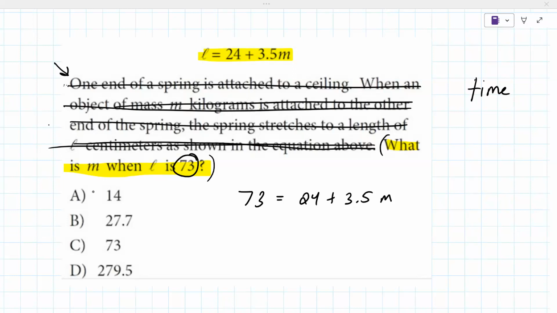Okay. Now, how would you solve this if it was a free response problem and none of these were here? How would you solve it? Probably just subtract 24. Okay, so do that for me.